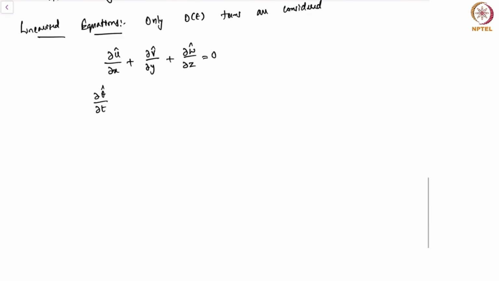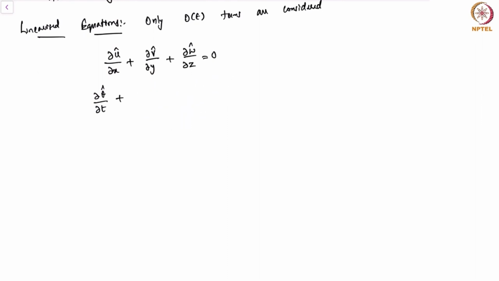So what are the quantities that we have here? If you substitute this, we have u hat del theta by del x plus v hat del theta by del y plus w hat del theta by del z. But if you notice again, I will delete some of these terms here. These are all nonlinear terms, order epsilon squared terms, and can be neglected. So we will not have any of these terms here.